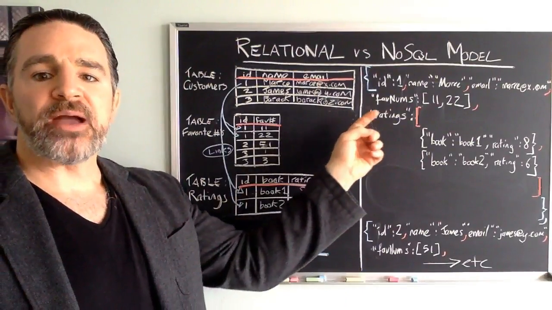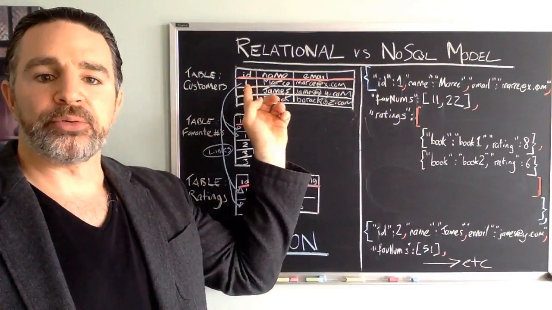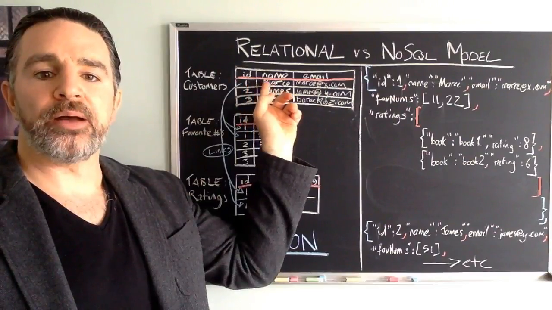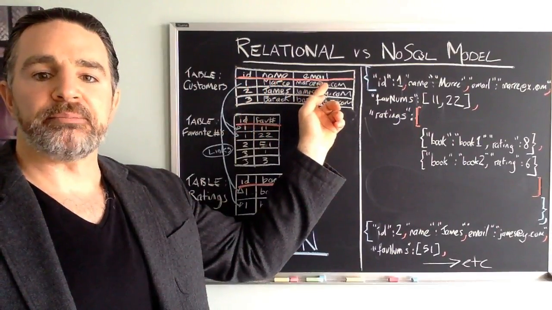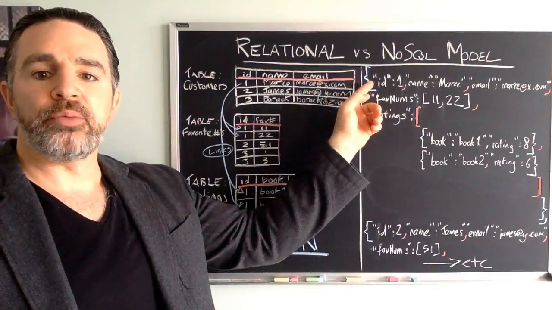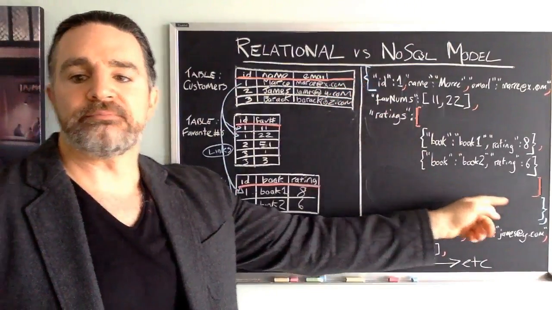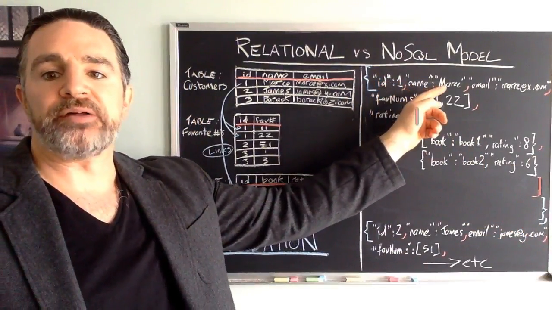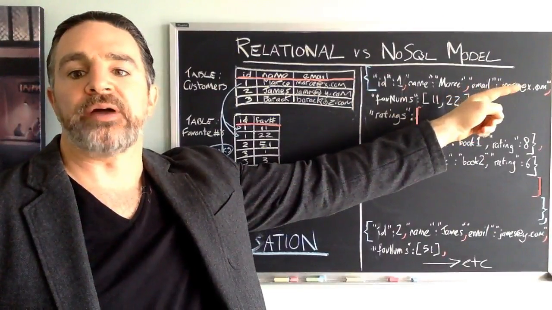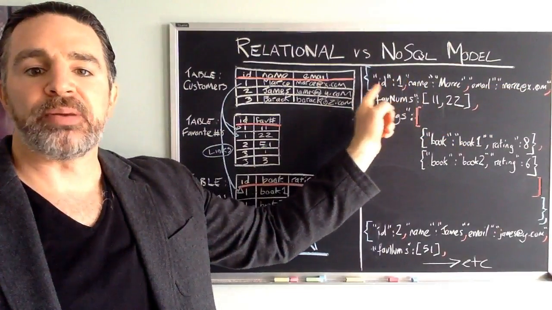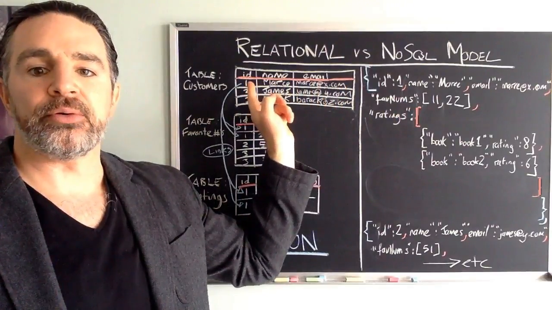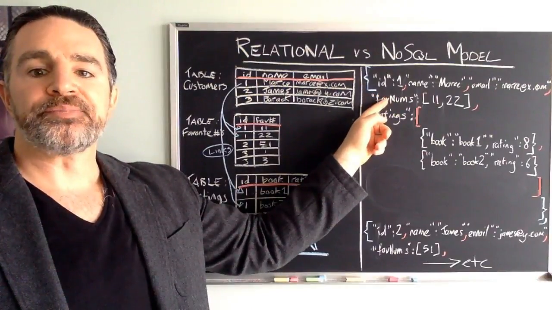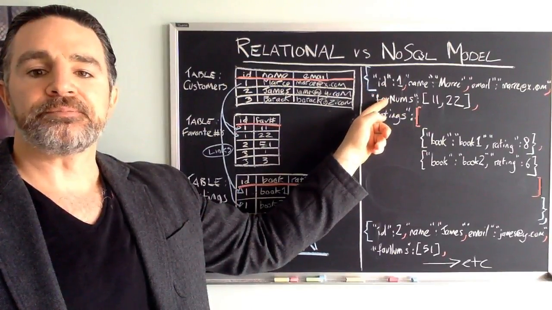So the way we've managed to do that, let's walk through this example. So here we have this row, this first row in the customers table. ID is 1, name is Marcy, email is marcy@x.com. So within my first document here, document beginning and ending there, I have ID of 1, name of Marcy, email of marcy@x.com. So within my document, I've replicated the first row of this first table. But if you look now, within the same document, I've got my favorite numbers here in the same document.